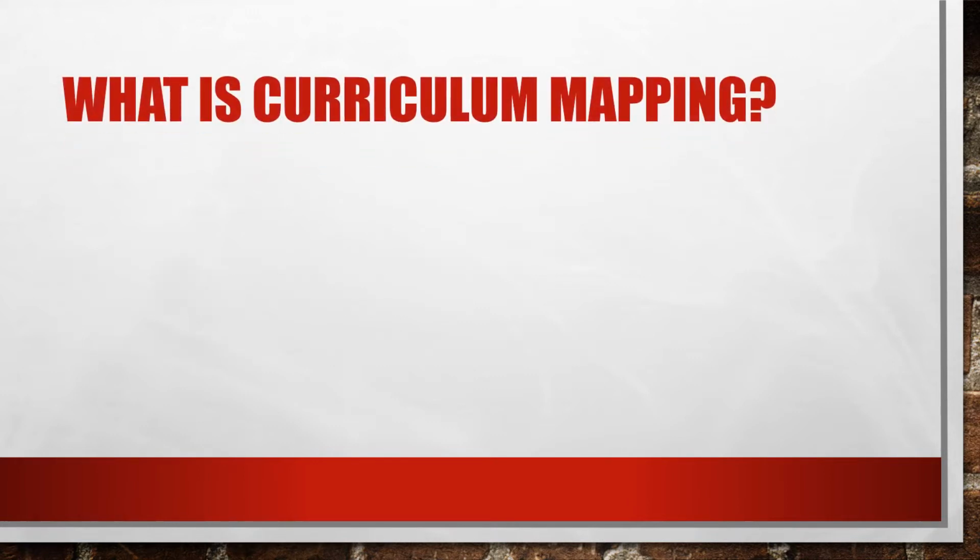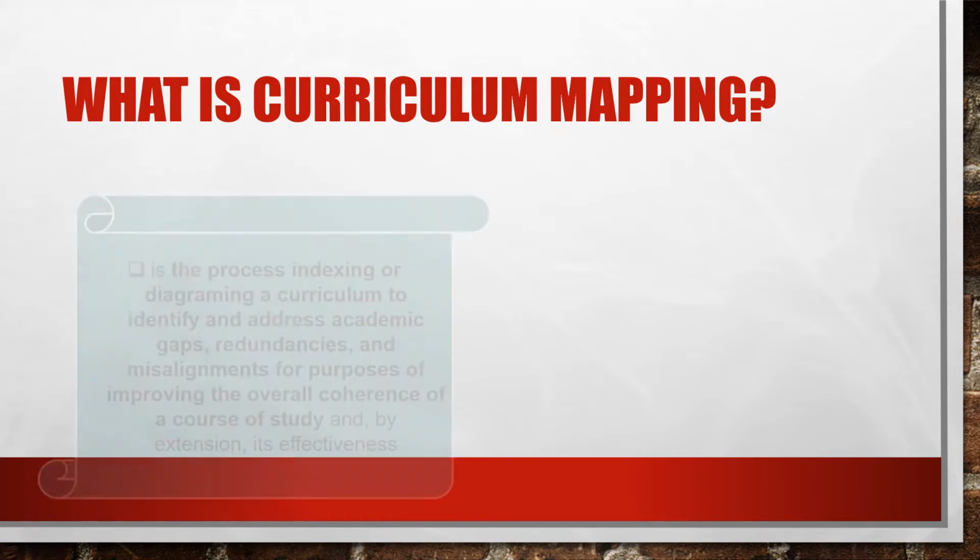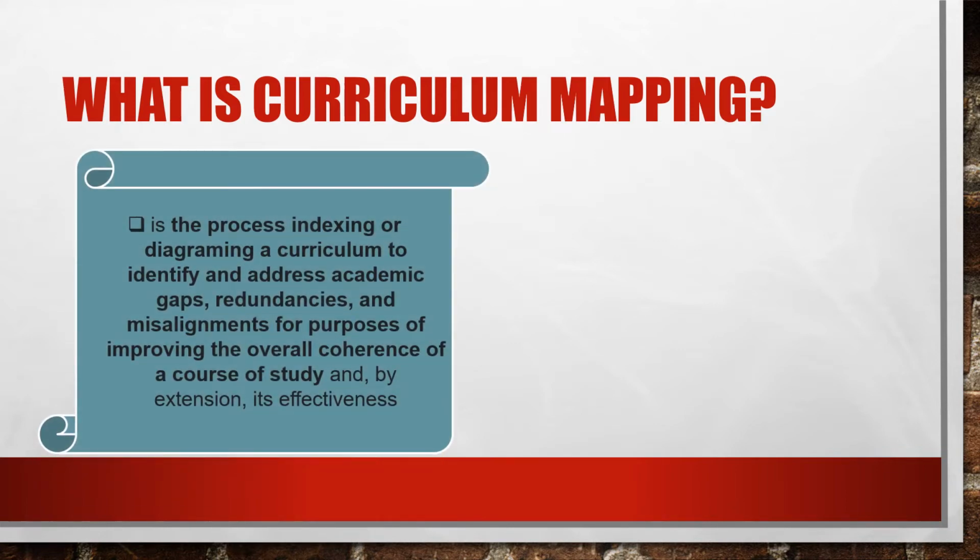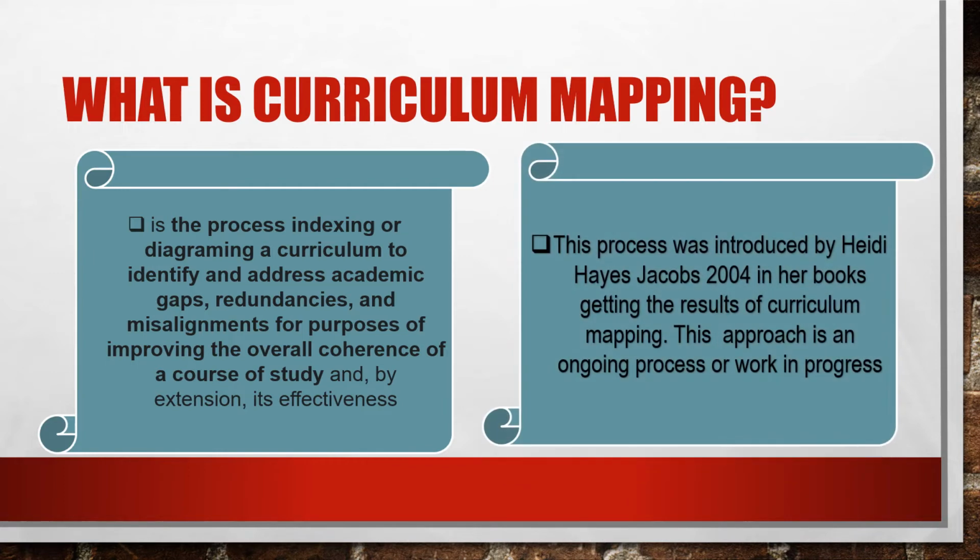Now let us know what is curriculum mapping. Curriculum mapping is the process of indexing or diagramming a curriculum to identify and address academic gaps, redundancies, and misalignments for purposes of improving the overall coherence of a course of study, and by extension, its effectiveness. This process was introduced by Heidi Hayes Jacobs in 2004 in her book Getting Results with Curriculum Mapping. This approach is an ongoing process or work in progress.